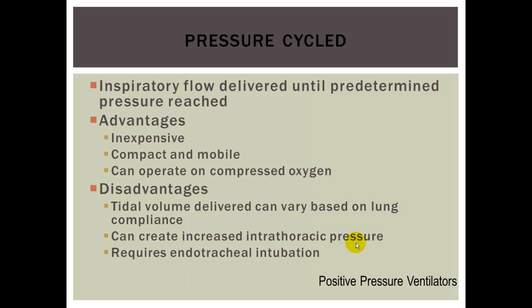A pressure cycled ventilator: inspiratory flow is delivered until a specific pressure is reached. So in a pressure cycled ventilator, you have a setting for when the airway pressure gets to this, please stop the inspiration. The advantages of these are they're inexpensive, compact and fairly mobile, and they can operate on compressed oxygen. Some disadvantages: tidal volume delivered can vary based on lung compliance. So if the lungs weren't as compliant as they should be, then your pressure would increase, and that would cause the cycle to trigger early. It can create an increase in thoracic pressure and requires endotracheal intubation.